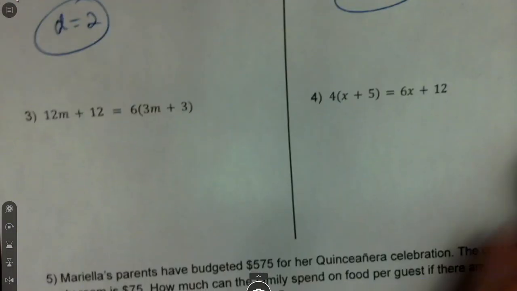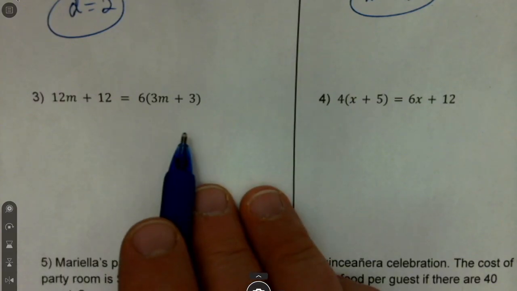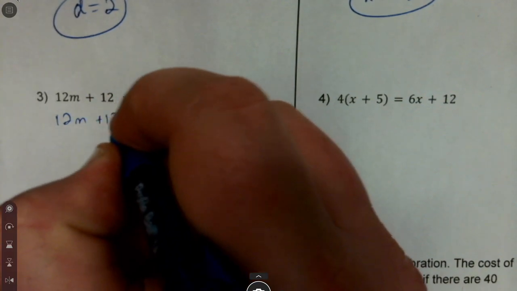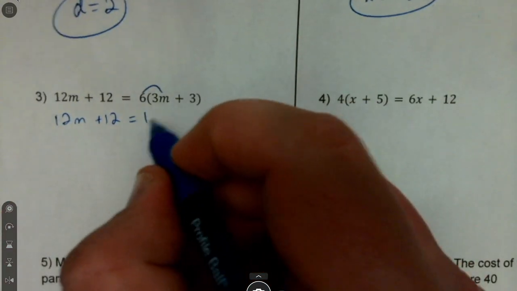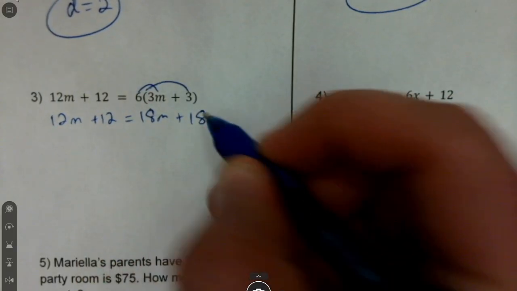I know you can't see the steps anymore, but we'll still talk through them each time. So on number 3, there's no big fraction, but we can distribute. 6 times 3m is 18m. 6 times 3 is 18.